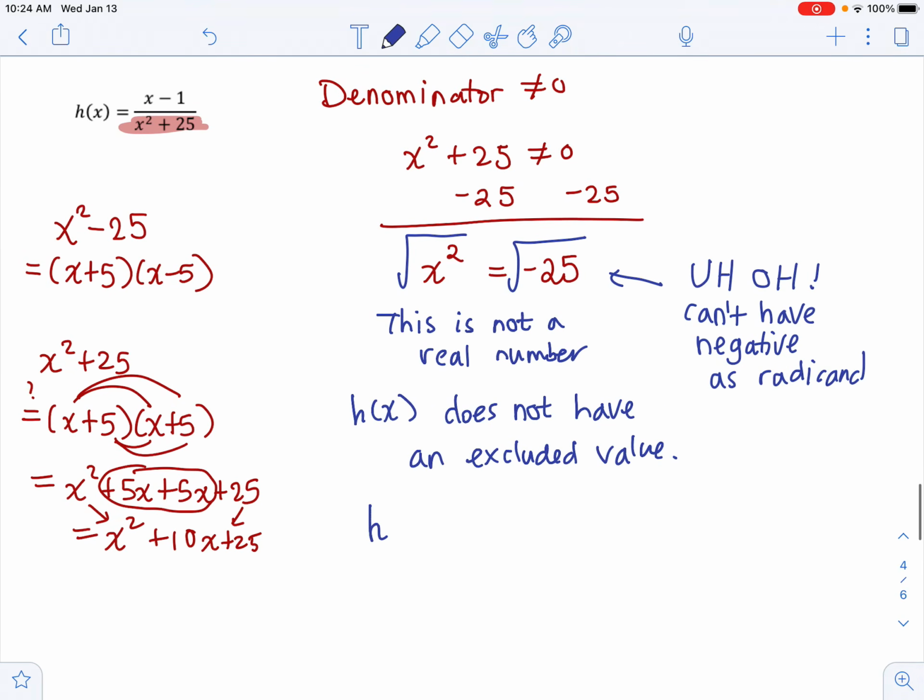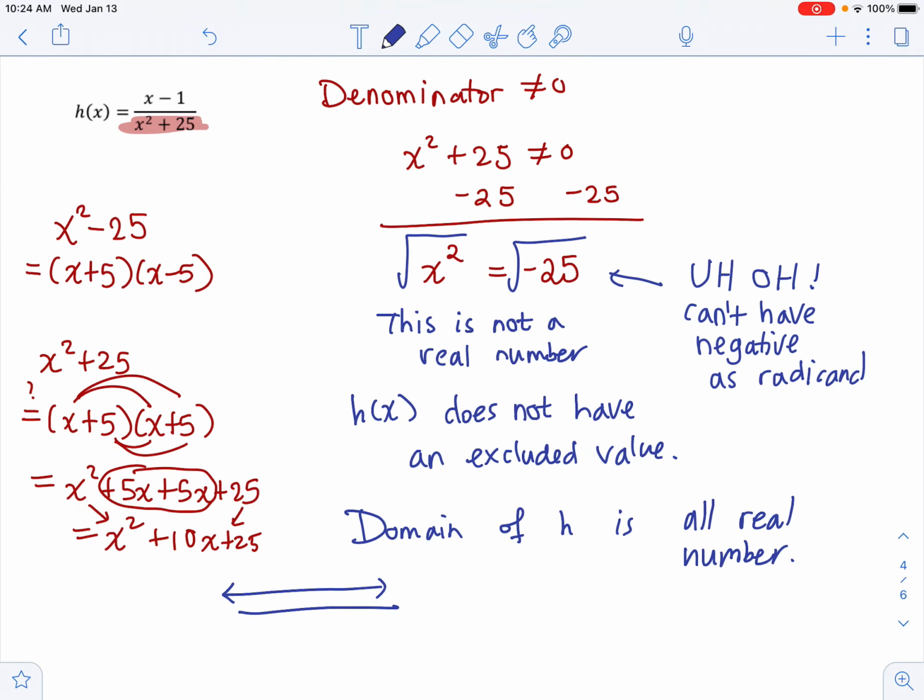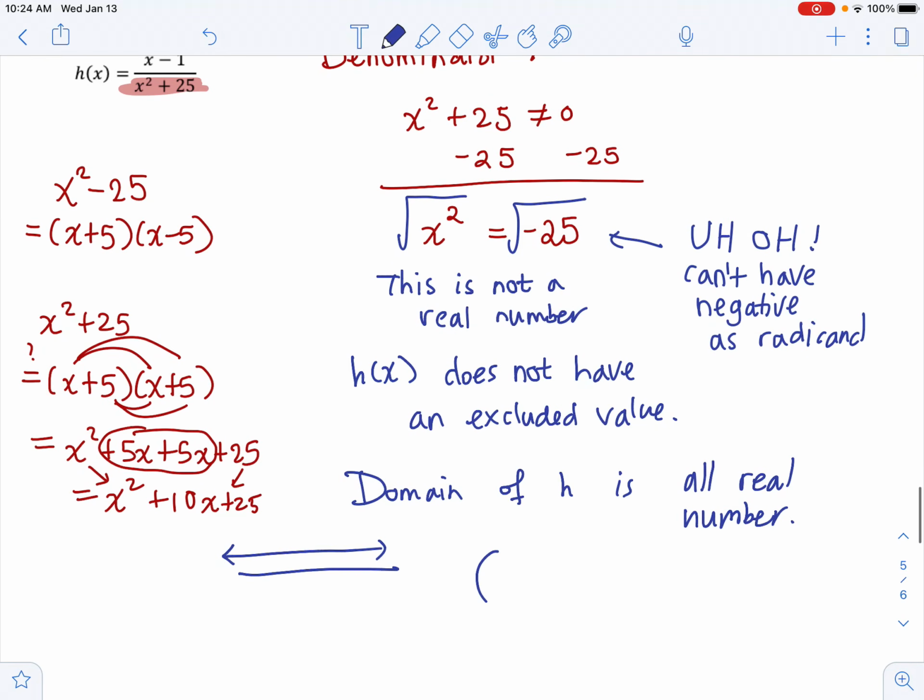So the domain of h is all real numbers, but I don't know if you remember or if you learned how to write all real numbers using interval notation. Imagine if you have a number line and it really covers everything. Everything to the left, everything to the right, literally everything. So in interval notation, all real numbers goes like this. Negative infinity first, and then you put the positive infinity. So that is the domain of h.